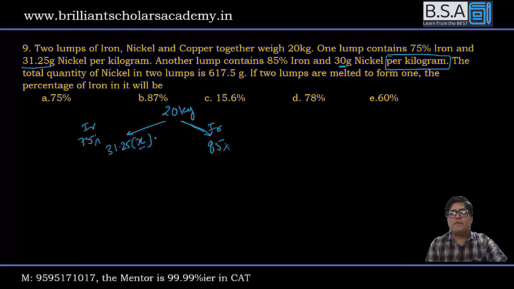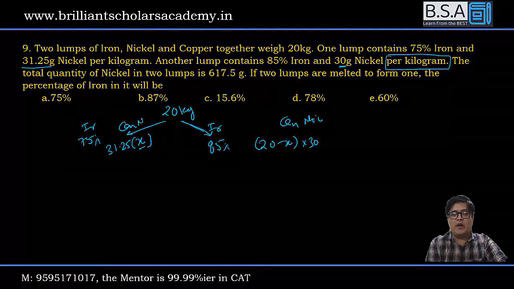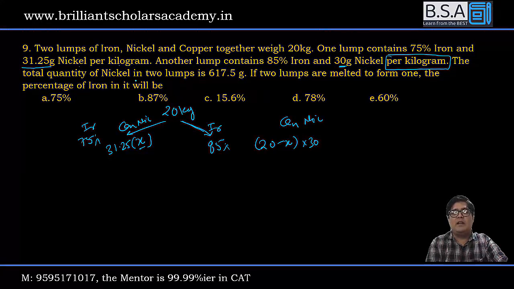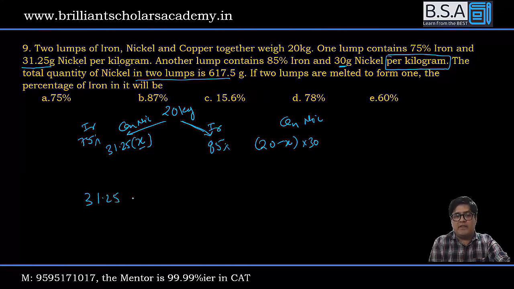If I give x kilograms of 20 here, how many kilograms remain? 20 minus x kilograms remain. And how much nickel is there? Every kilogram, 30 grams. This is the quantity of nickel. And how many grams of nickel do we have, all of them combined? The total quantity of nickel in the two lumps is 617.5. So what I need to work on is 31.25x plus 30 times (20 minus x), which will give me 617.5.